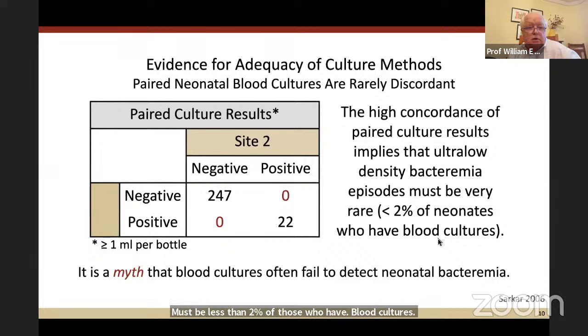So blood cultures, with the caveat that at least one ml of blood is placed in the culture bottle, have a very high sensitivity. And it's actually just a myth that blood cultures often fail to detect neonatal bacteremia. Now, at this point, you will note that I'm being very careful in saying neonatal bacteremia and not neonatal sepsis, because I think there's a very important difference. But if a bacteria is circulating in the blood and you draw a blood culture with at least one milliliter inoculum, the probability of recovering that organism is very, very high, essential certainty.